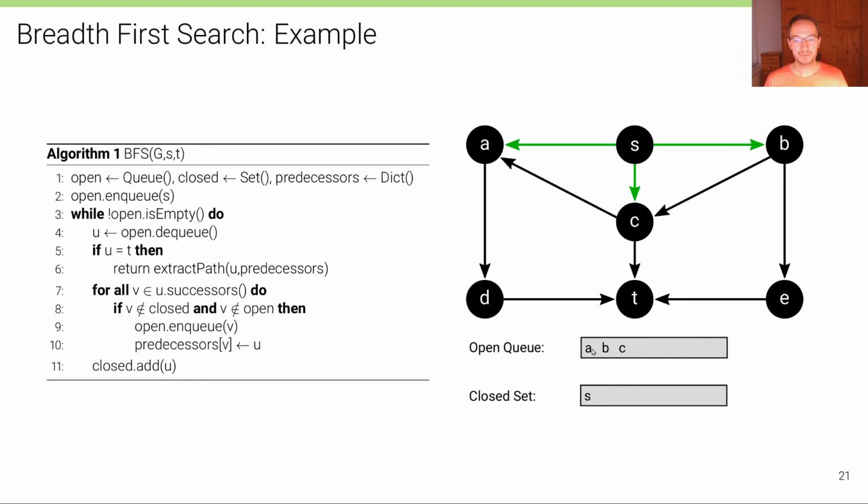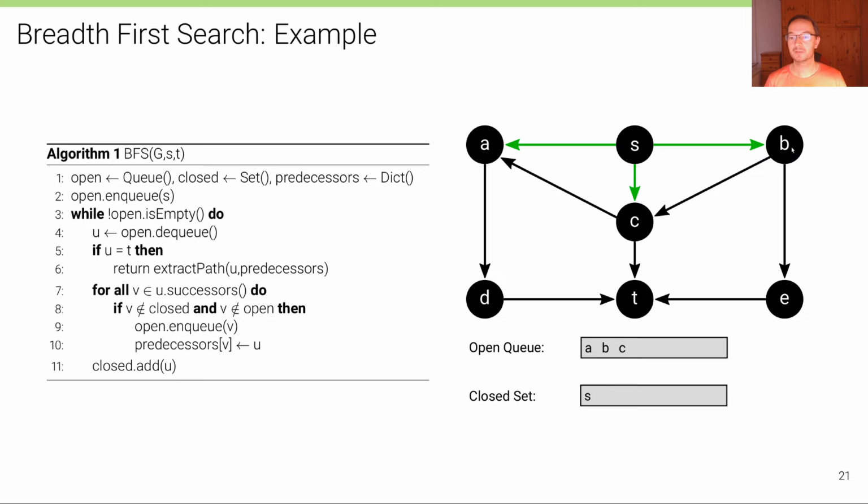Now the next thing we're going to do is dequeue from that queue here. We're going to dequeue A. We see that the successor of A is D. So we're going to enqueue D and set A as the predecessor of D. And then we're going to add A to the closed set because we have processed it already. And D is then part of the open queue.